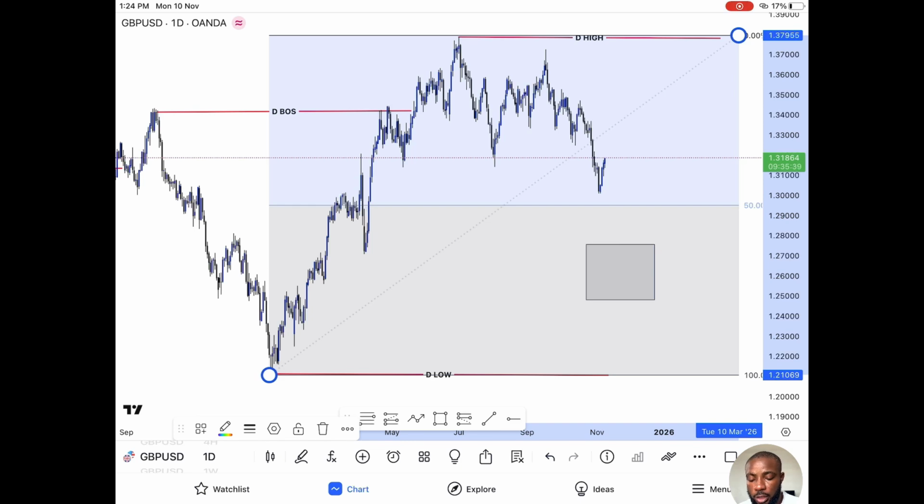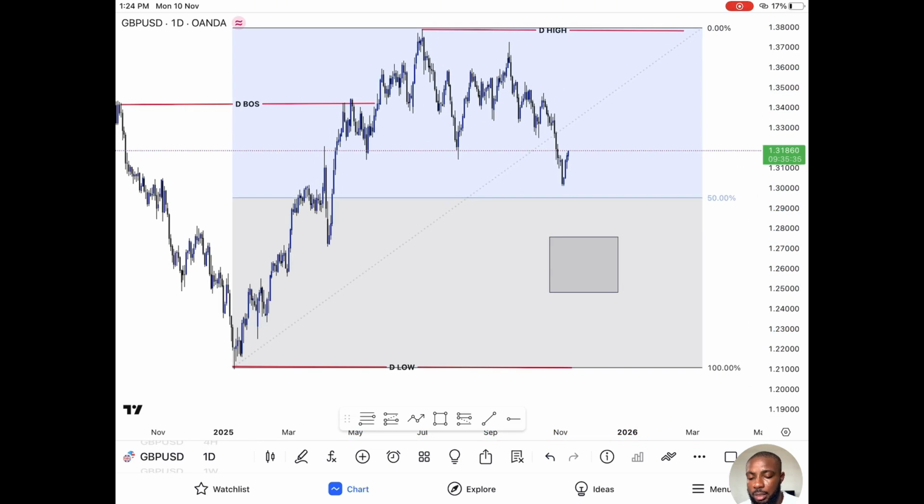So this ash area below the 50% is our discount area, which simply means that whenever price comes into that area, that is where we should be looking to buy from. As long as price is still above the 50%, we don't have any business looking for buys. That's simply what discount and premium mean. From 50% below is a discount, while from 50% above is a premium.